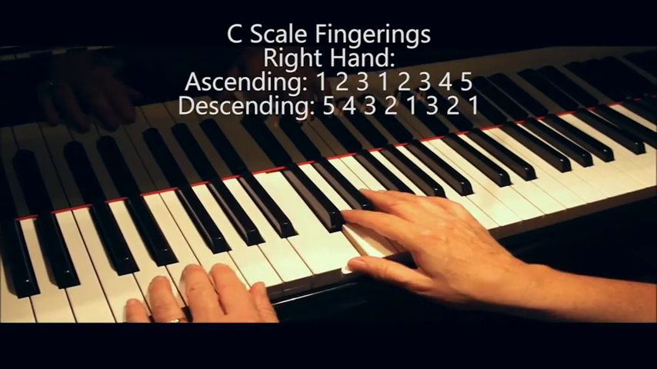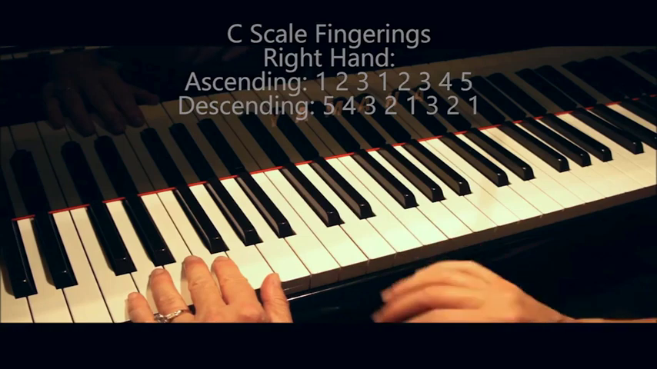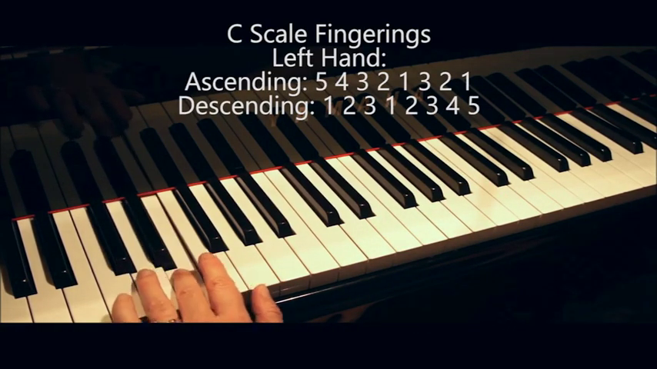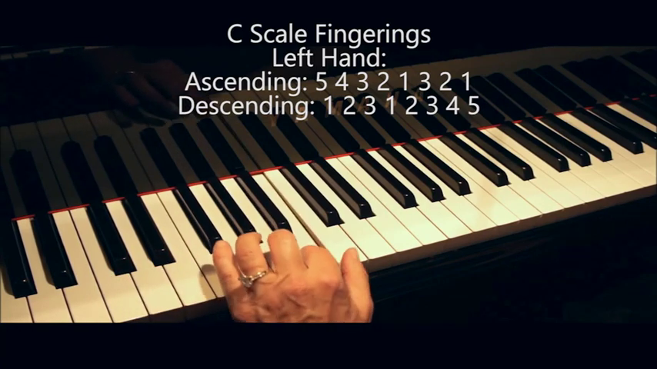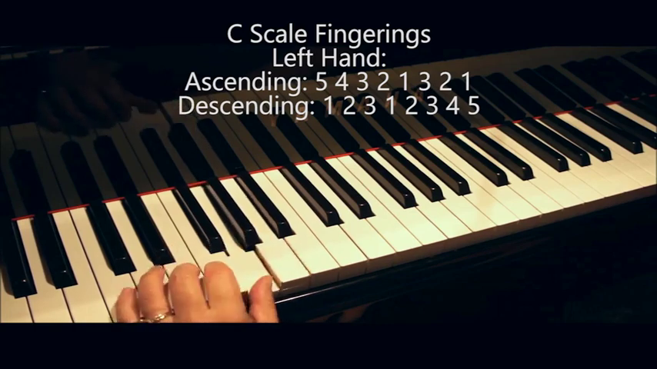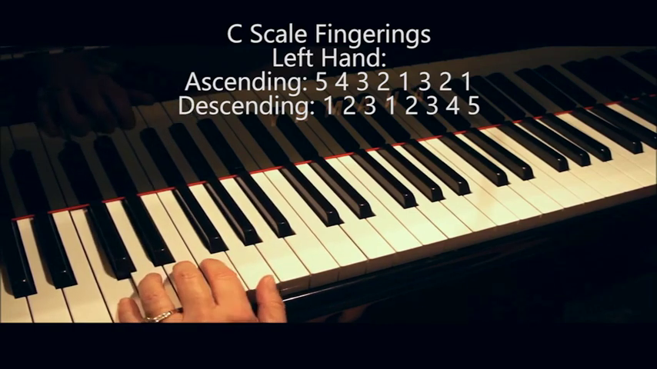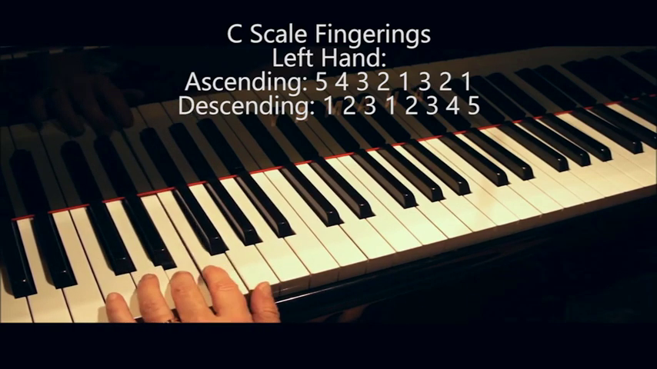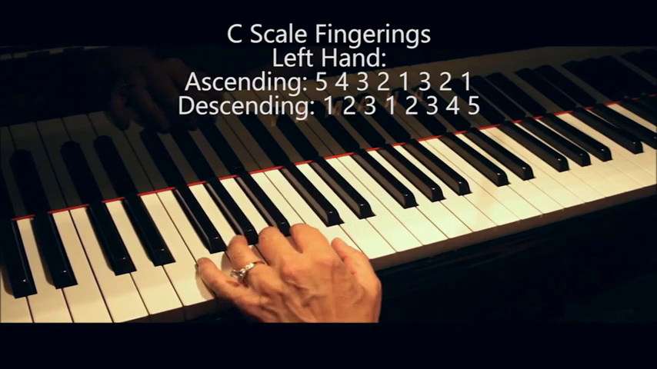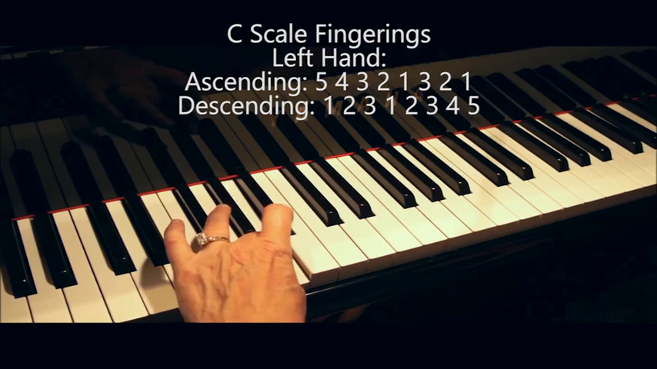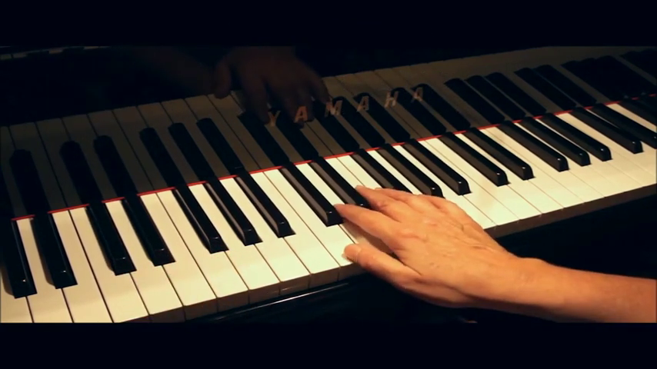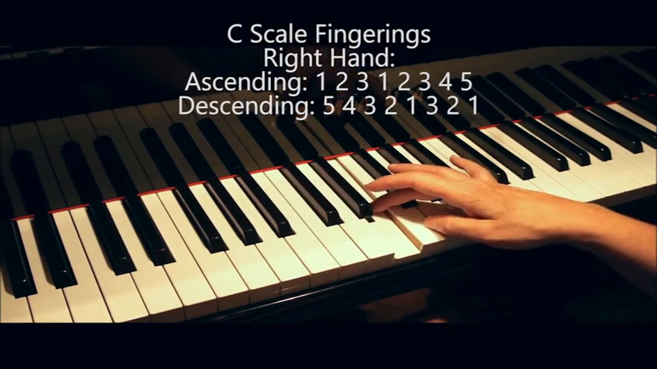Then with the left hand, you're going to do it backwards. Starting on the C, 5, 4, 3, 2, 1, 3, 2, 1, then come back down. 1, 2, 3, cross your thumb under. 1, 2, 3, 4, 5. So let me show you again. 5, 4, 3, 2, 1. Put your 3 finger over. And coming down. 1, 2, 3. Put your thumb under your 3 finger. And the same with the right. Cross your thumb under.